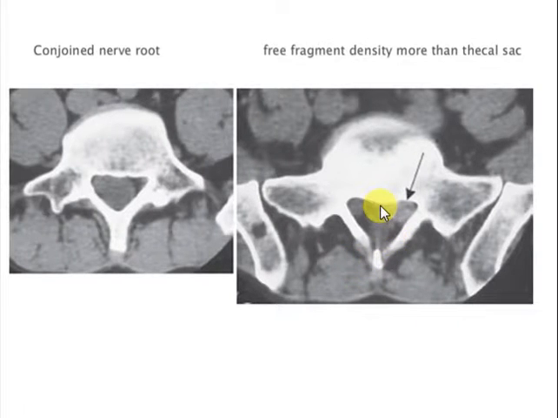The free fragment here has a higher density. Of course, this is a CT scan, and the free fragment has a higher density than the adjacent thecal sac. So this is not a conjoint root, while here the conjoint nerve root has almost the same density as the adjacent thecal sac. This is not a free fragment, this is just a conjoint nerve root. It should not be missed.